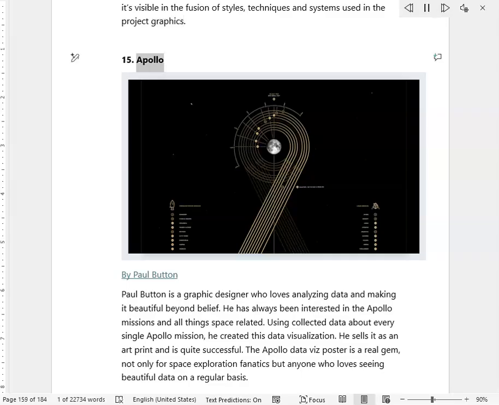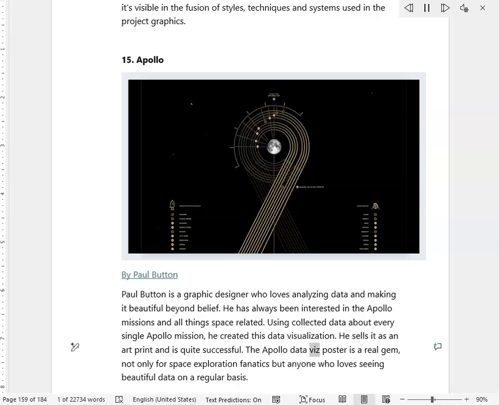15. Apollo. By Paul Button. Paul Button is a graphic designer who loves analyzing data and making it beautiful beyond belief. He has always been interested in the Apollo missions and all things space-related. Using collected data about every single Apollo mission, he created this data visualization. He sells it as an art print and is quite successful.